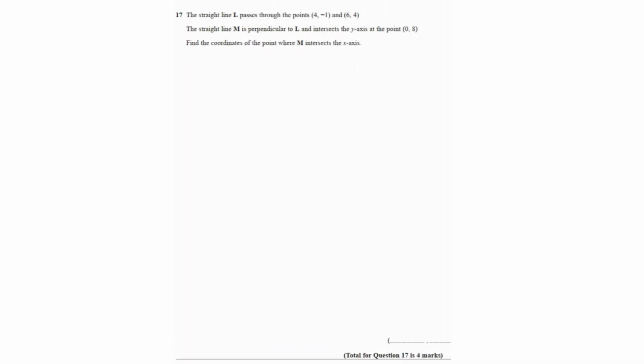Then this question says a straight line L passes through the points (4, -1) and (6, 4). And then the straight line M is perpendicular to L and intersects the y-axis at the point (0, 8). We have to find the coordinates of the point where M intersects the x-axis. So same steps as we've done. First, let's create the equation. And for the equation, we need the slope first. So for L, 4 minus -1 over 6 minus 4. That's going to be 5 over 2.